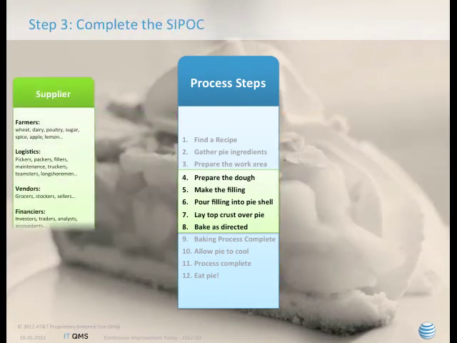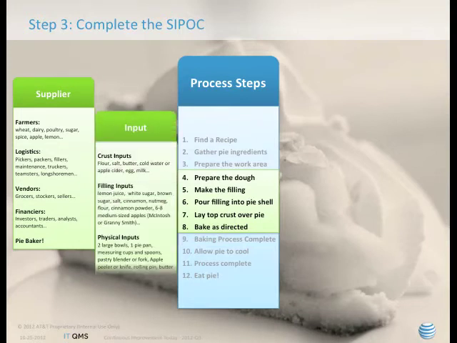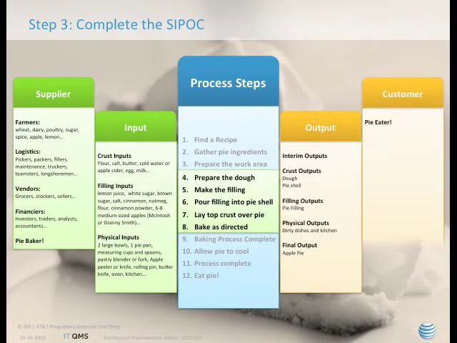Now if you took it and really blew it out and said, here are all the things that we have with our SIPOC, this would be a completed SIPOC. The important thing about going through the SIPOC is not what we've got listed here, but really the conversations that you have or the research that you do trying to put this together. I've got farmers, I've also got logistics, pickers, packers, and fillers. I've got vendors from grocers and stockers, people that are financing this, and I've also got my expertise as the pie baker.